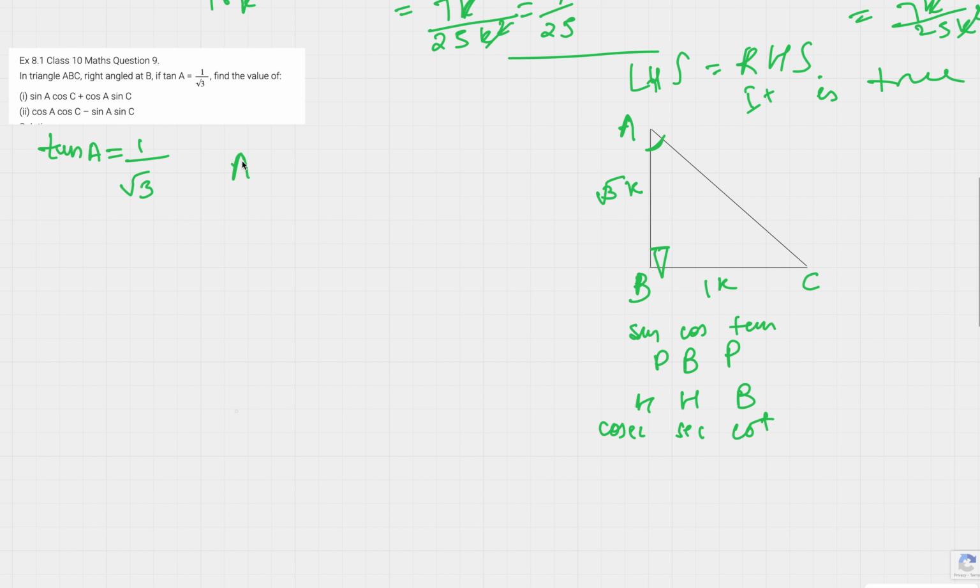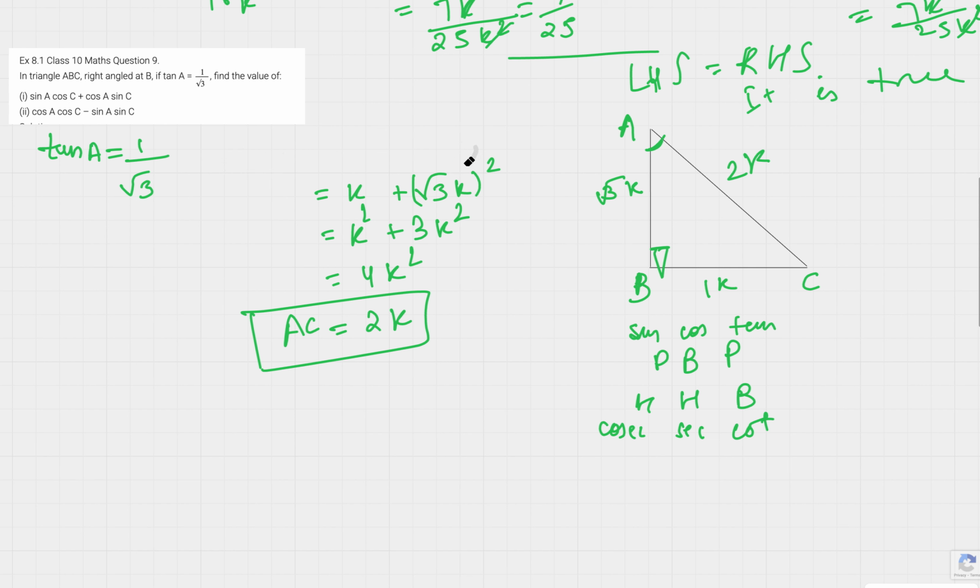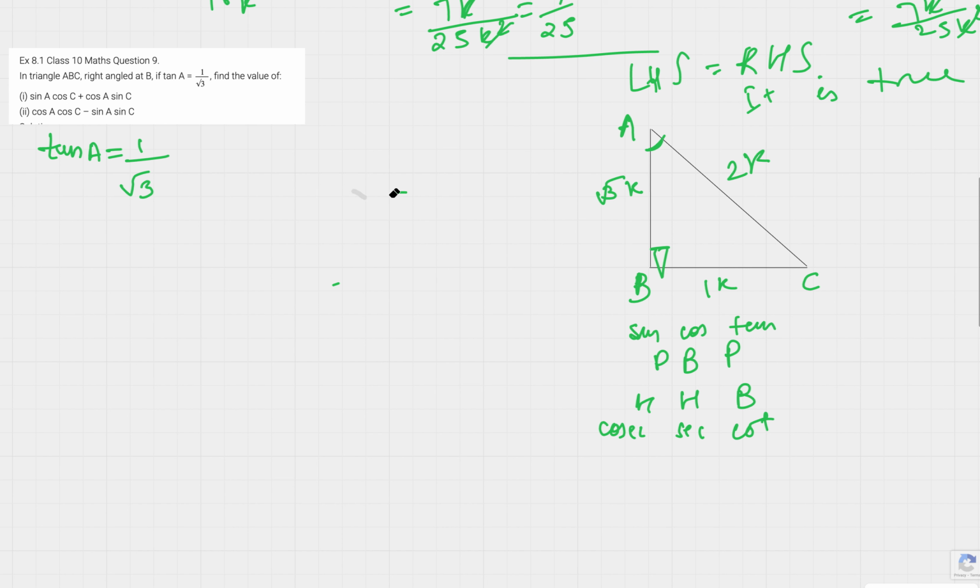So now we will calculate the AC. Again, AC square is equal to AB square plus BC square using Pythagoras. So it is k square plus root 3k square, which is k square plus 3k square, which is 4k square. So now it will become 2k. So AC is 2k. So this is the Pythagoras. Now let's calculate the question part. Let's go to the first part.